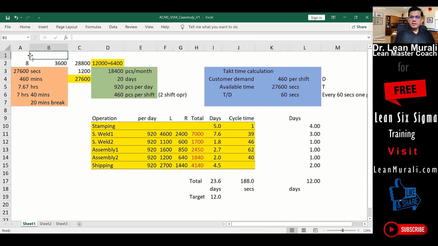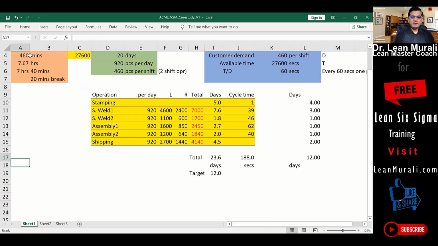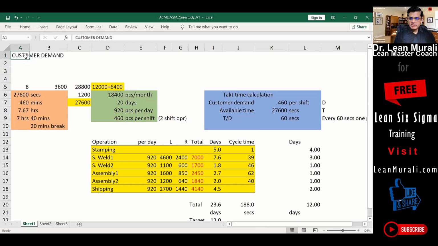So first, the customer demand. Always start with customer demand. What is the customer demand in our case? Let's start writing. So we'll start with the customer demand. Then we should see the available time.